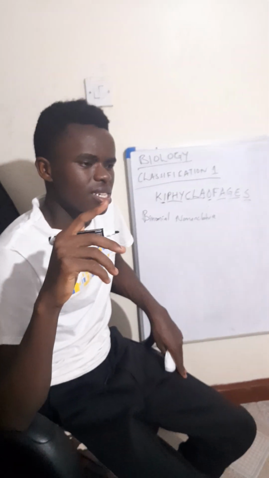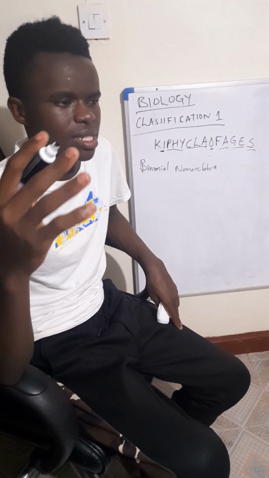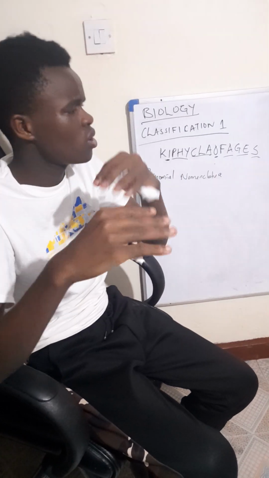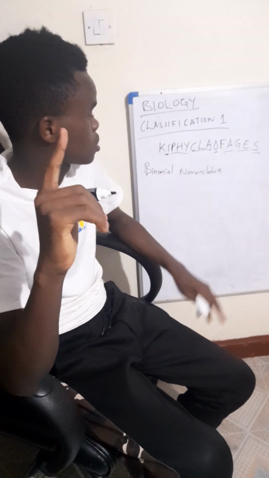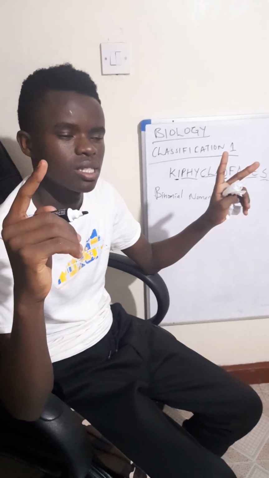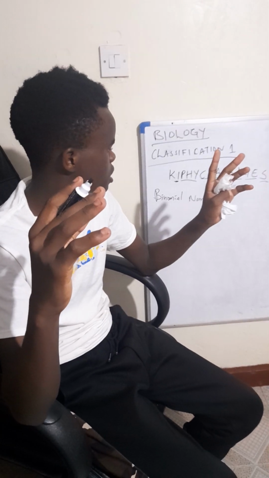Why? One of the reasons Latin was used in naming organisms is because Latin is a dead language. It's not subjected to many changes. It has been there for a long period of time, so it's been refined. So that's one reason why it was used in naming organisms: it's a dead language, not subjected to many changes.